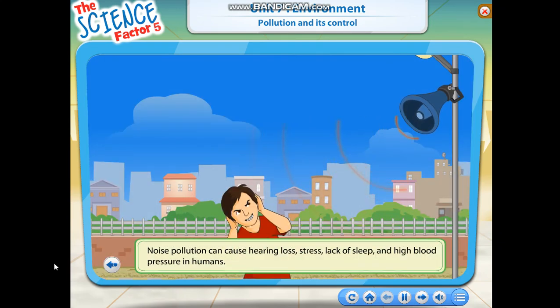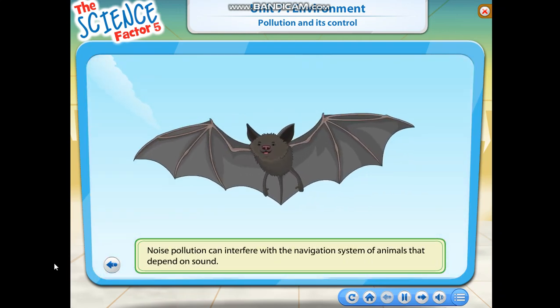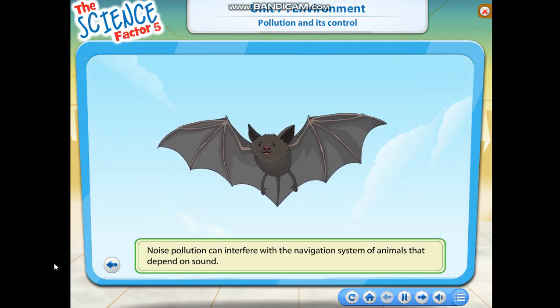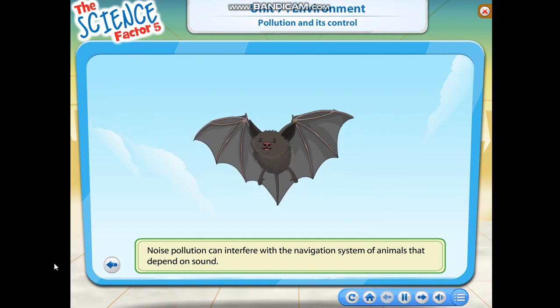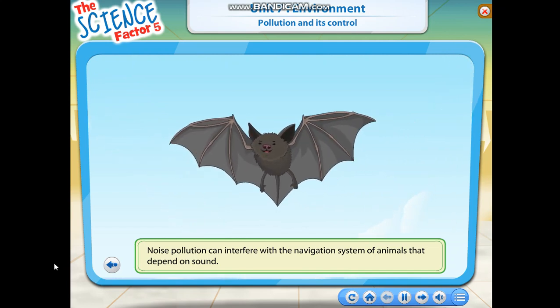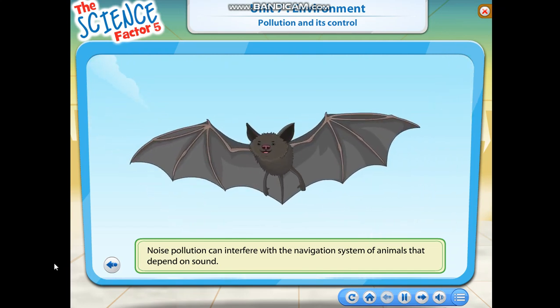Noise pollution can cause hearing loss, stress, lack of sleep, and high blood pressure in humans. Some animals, like bats, depend on sound to navigate while flying. Noise pollution can interfere with the navigation system of such animals, which can even result in death.